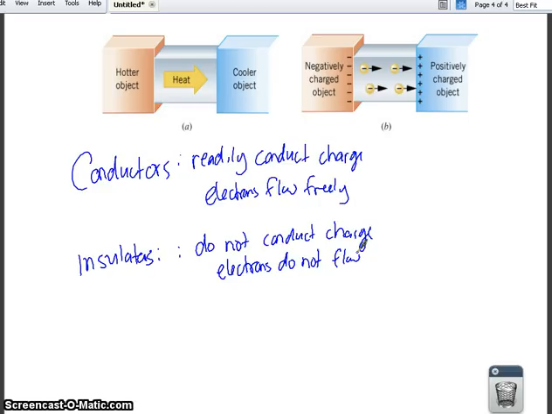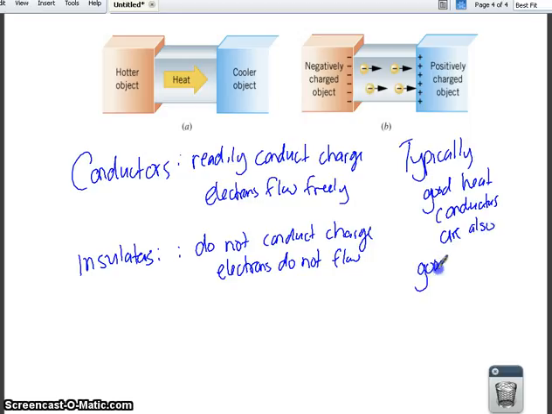In this picture up here, you can see a picture of heat and a picture of charge. Typically, good heat conductors are also good electrical conductors. So in general, metals conduct heat very well. They also conduct charge very well. It's not going to be the same all the time, but it's going to be the same most of the time. For example, a common insulator would be rubber. Rubber is also a very good insulator, for both heat and charge.